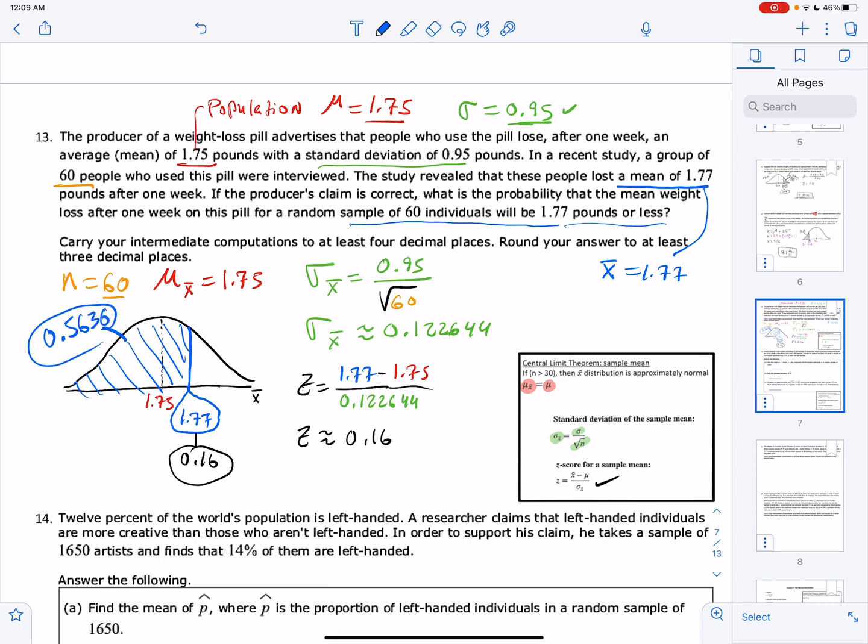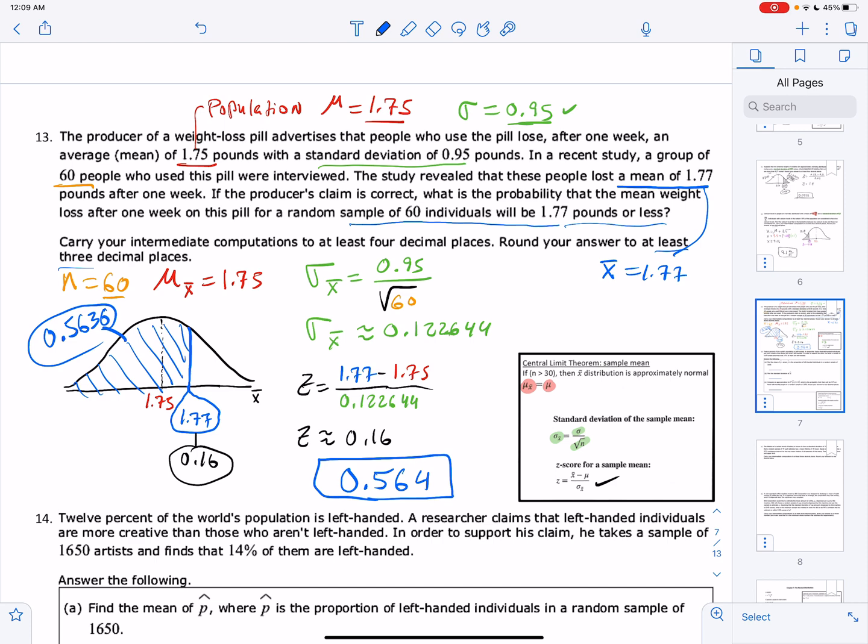They said round to at least 3 decimal places. Okay, if we go to 3 decimal, it says at least 3, so 4 is fine too. But if I chopped it down to 3 decimal places, 0.564. But it said at least, so you can go more if you want.